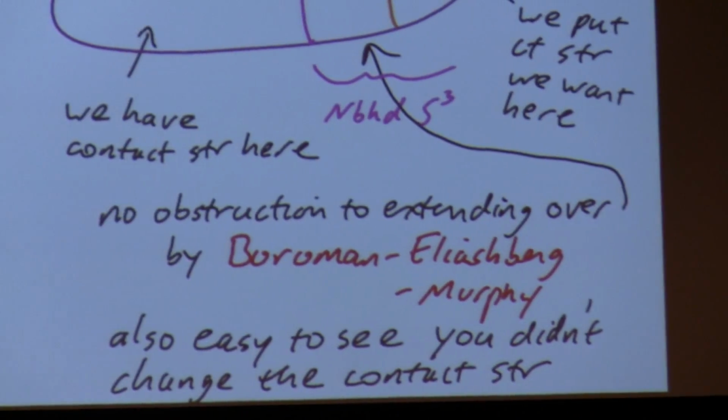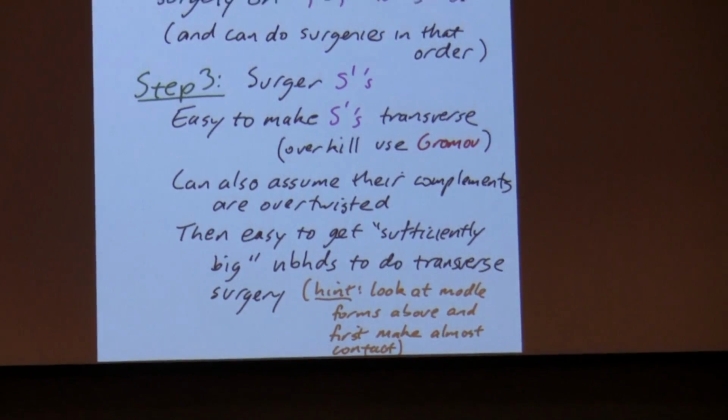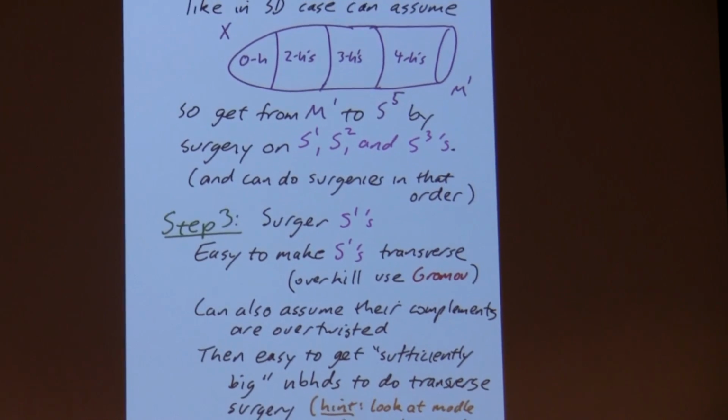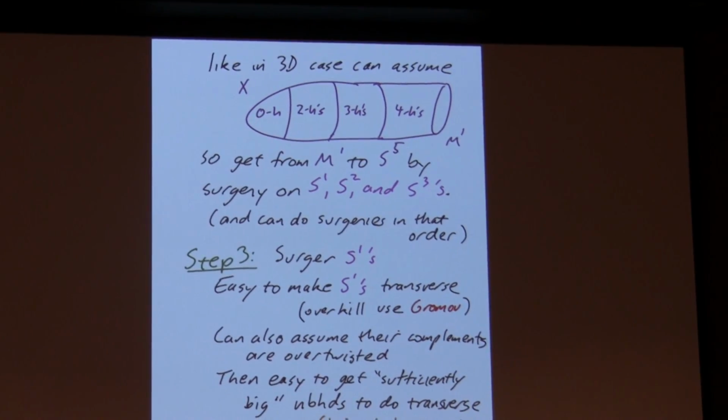And of course, once we do that, we can do the surgery on the S1, right? You can remove the neighborhoods, collapse the spheres, and you've done your surgeries on your S1s, okay?